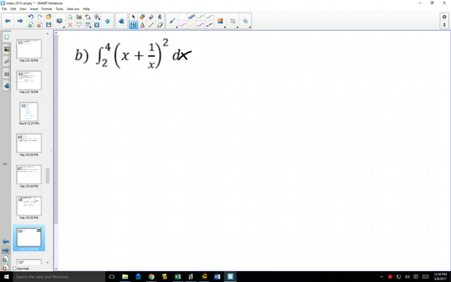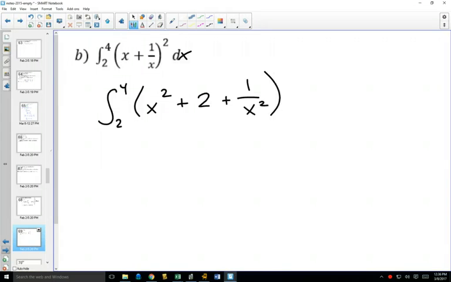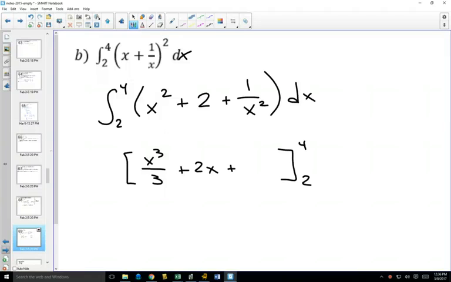Okay. Good, good. We would have to multiply this out. So I'll keep the notation here. When I multiply this out, I'm going to get x squared plus 2 plus 1 over x squared dx. And now each of those are easy to integrate. We're going to get x cubed over 3 plus 2x, and for the last term, add 1 to the exponent and divide.